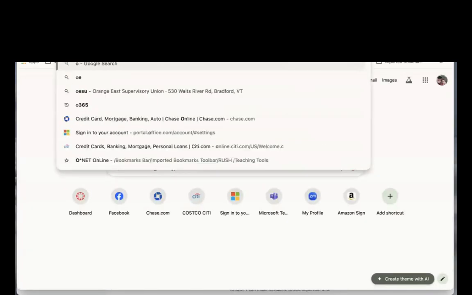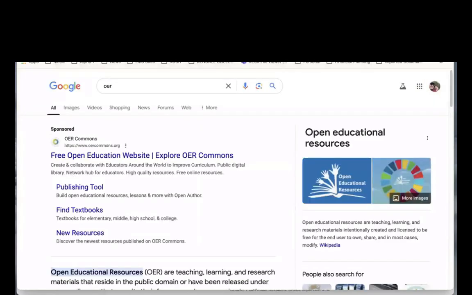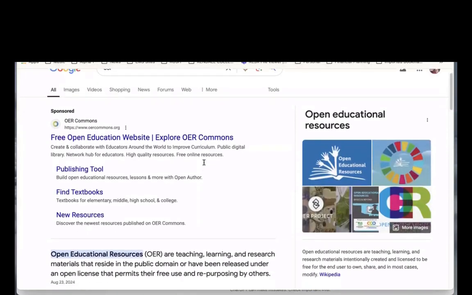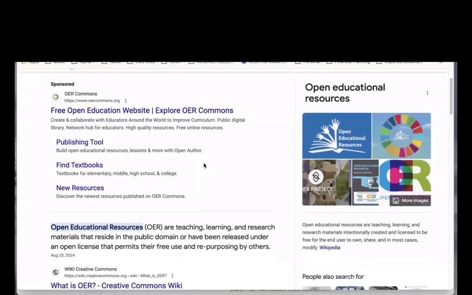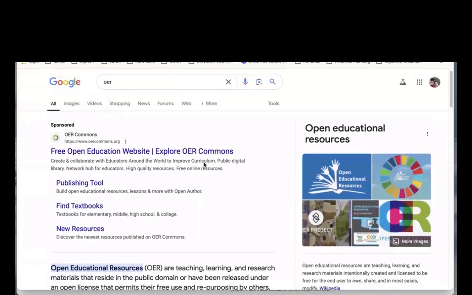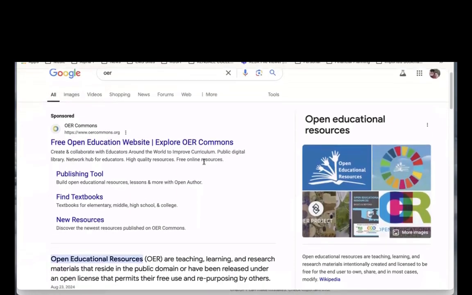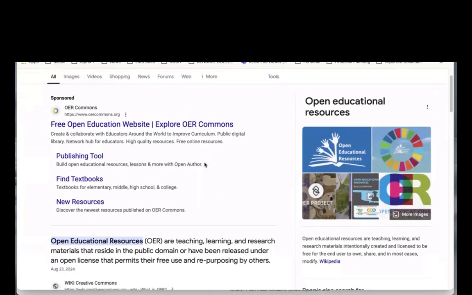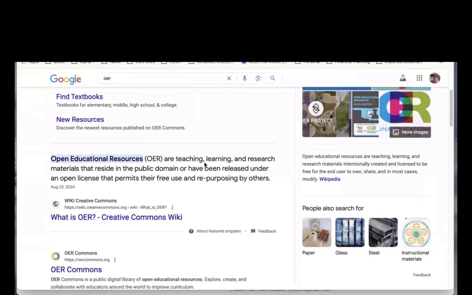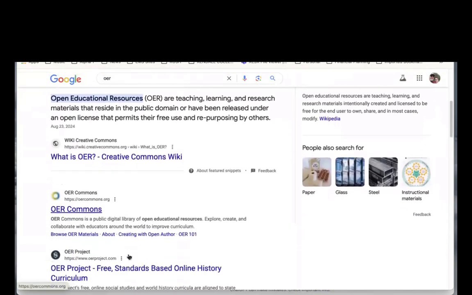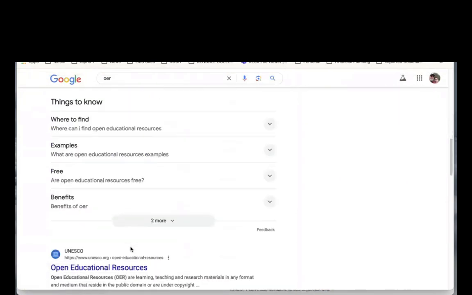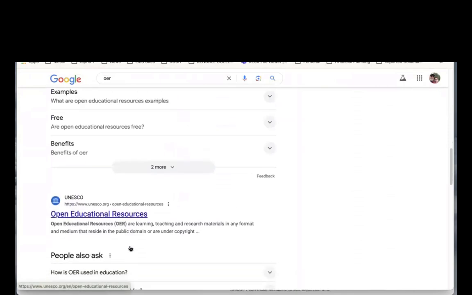Open educational resources, OER, is basically anything that you find that's uploaded to these databases that people upload and say, yes, you can use this. This is good to go. Things like Merlot, OER Commons is another one. Merlot is a huge one. UNESCO has a whole bunch. I mean, different organizations have different sections on their websites where they offer open educational resources.